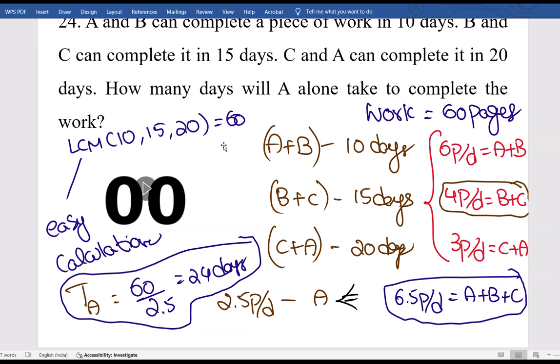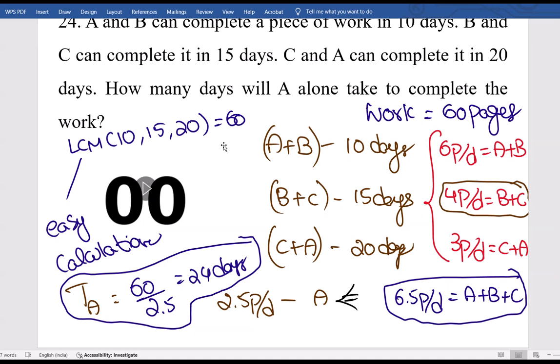A plus B plus C is 6.5, A plus B is 6. C can type half a page per day. 1 day half page, 2 days 1 page. I want 60 pages, which means 120 days required, not 30 days. So they can ask you C alone, B alone.